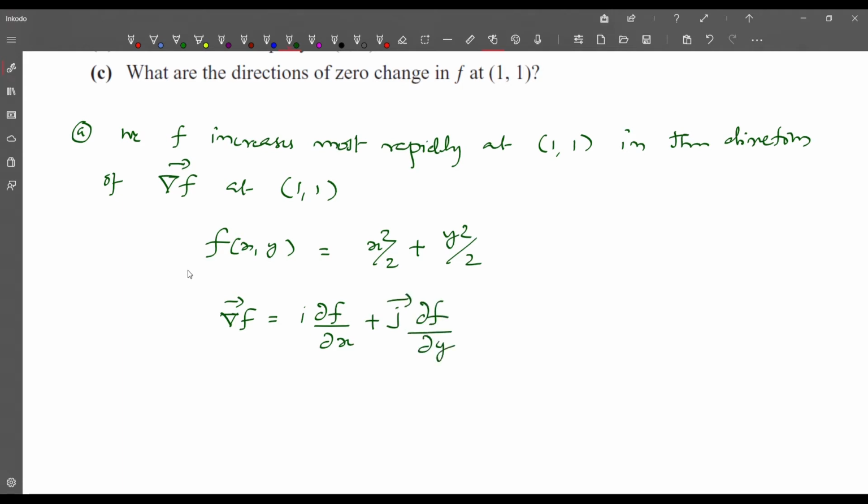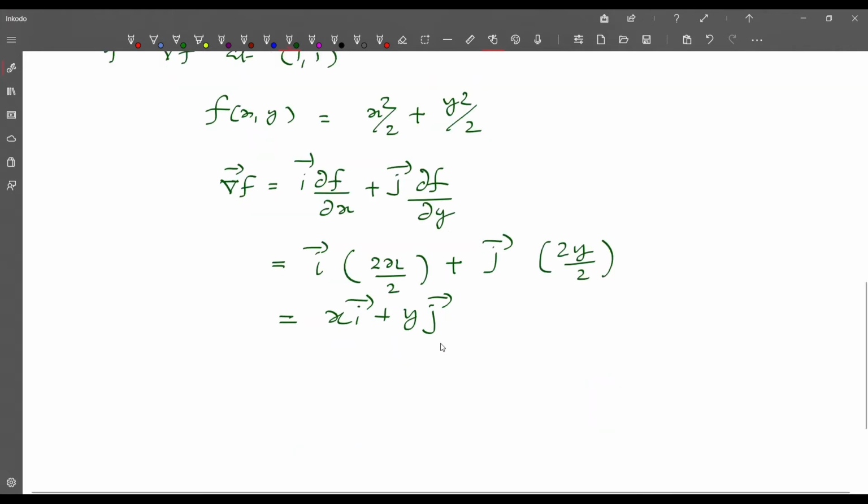So this is equal to i into 2x by 2 plus j into 2y by 2. So this is equal to x i plus y j. Therefore del f at (1,1) is i plus j. You know that this is not a unit vector because its modulus is root 2.